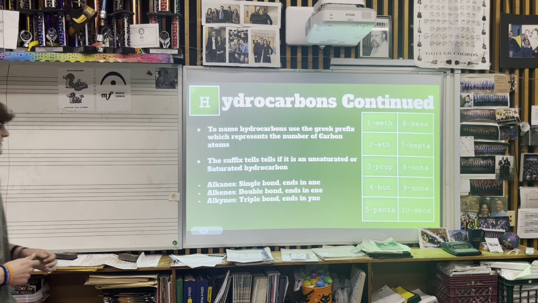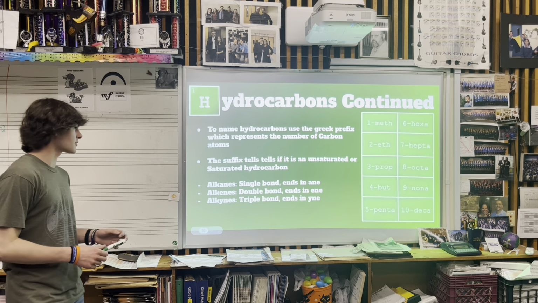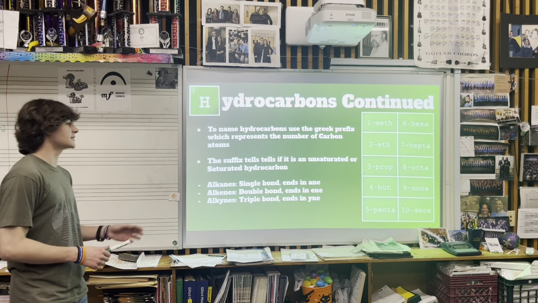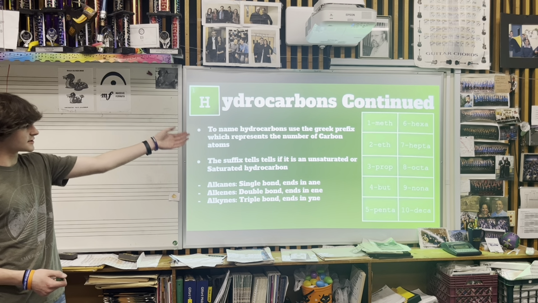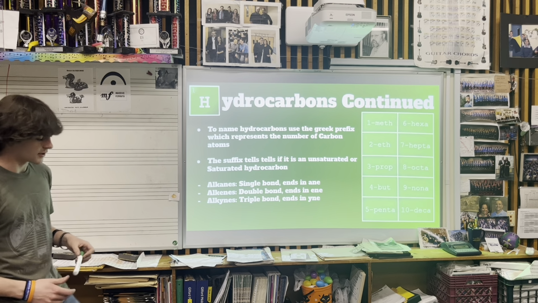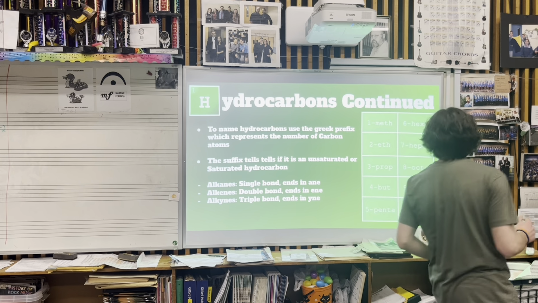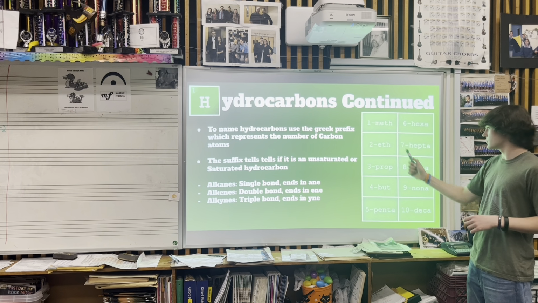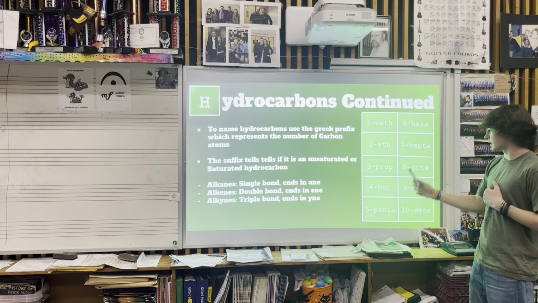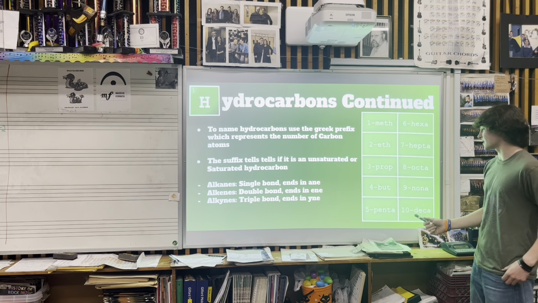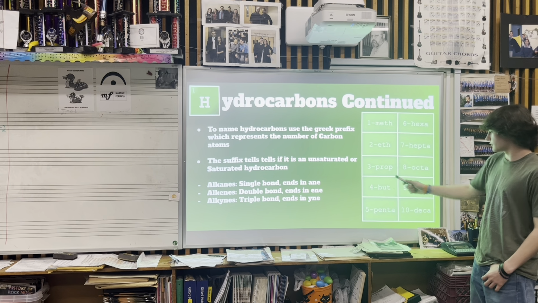Next, to name hydrocarbons, you have to use the Greek prefix, which represents the number of carbon atoms. It's the same prefixes as any other naming, except for the first four. Instead of mono, it's going to be meth for 1. Instead of di for 2, it's eth. Instead of tri for 3, it's prop with a long O. And instead of tetra for 4, it's but with a long U.